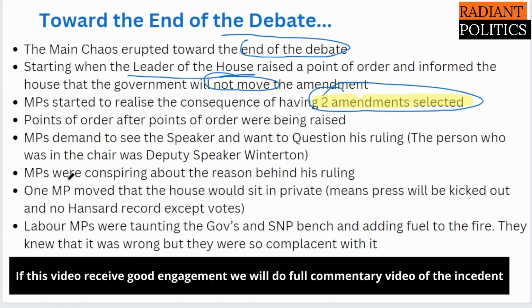As a result, chaos erupted, and points of order after points of order were being raised. MPs were conspiring about the reason behind his ruling. Other MPs demanded to see the Speaker and wanted to question his ruling. The person who was in the chair was Deputy Speaker Winterton.